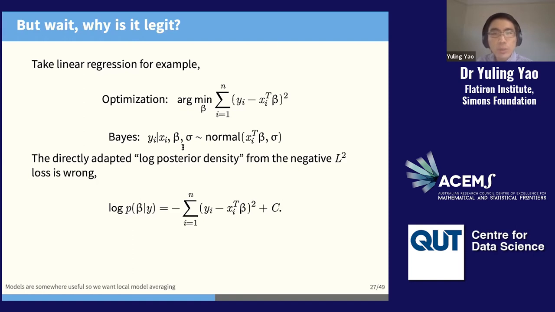But if we are doing Bayesian inference, we do need some distributional assumption. For example, we can have a normal likelihood: y_i is normal, centered on x_i beta. And these two are of course equivalent in terms of the point estimate of beta. But you can't just directly use the log posterior density from this negative L2 loss. It's evident that there's no sigma in this L2 loss. So what I'm saying here is that it's not always trivial how you should convert an optimization objective into a formal Bayesian likelihood. At least in this case, if you do this translation, it's wrong.